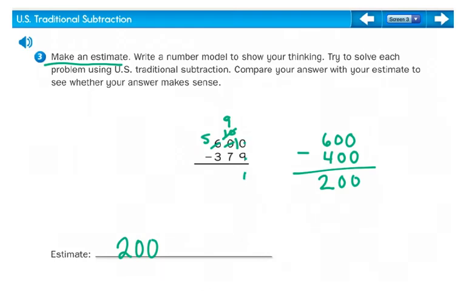10 minus 9 is 1. 9 minus 7 is 2. And 5 minus 3 is 2. Is my estimate close to my actual answer? Absolutely.